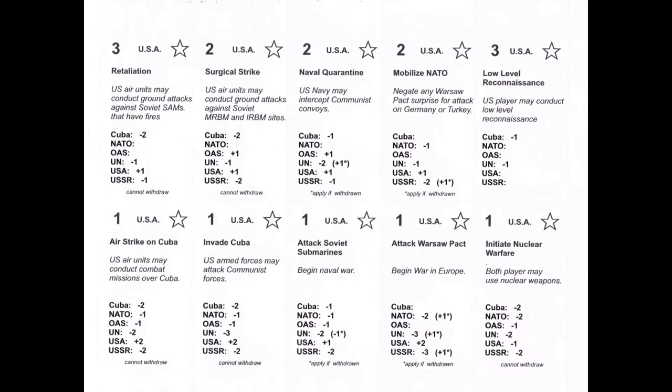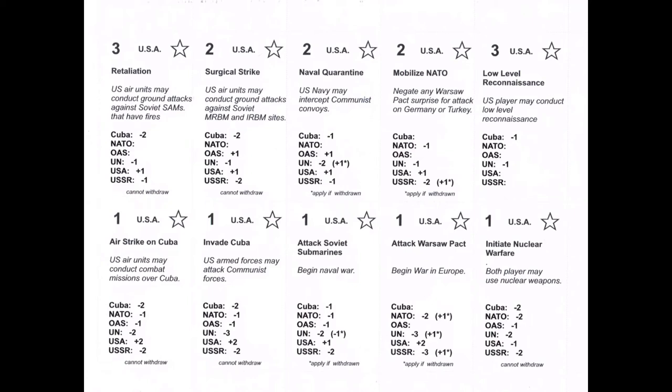Now, a lot of these are sort of self-evident once you have an overview of all of the cards, but they're not written on the individual cards themselves. Now, below, at the bottom of the card, you'll see different political groups: Cuba, NATO, the OAS, Organization of American States, the UN, USA, and the USSR, and the political effect it has on where the markers go for how much those different entities support the American or the Russian position.